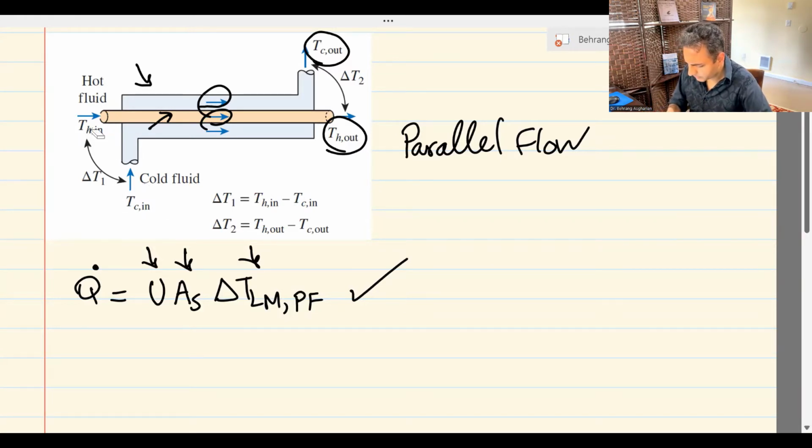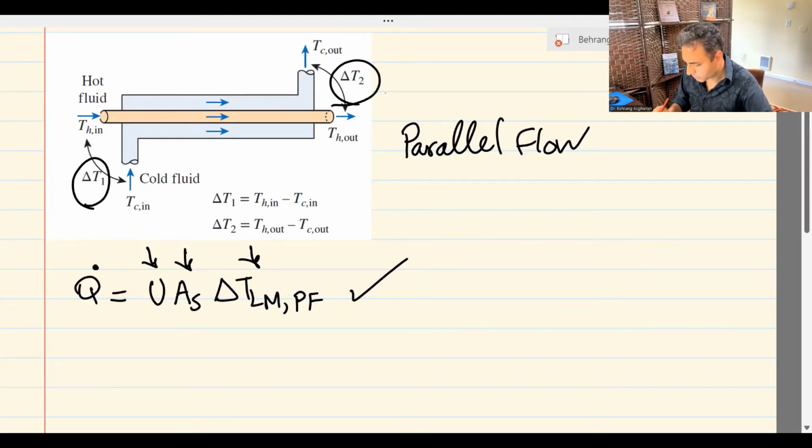The way it works is, I'm going to clear up this picture one time, and then now you have delta T1 and delta T2. I assume that you're kind of familiar with the LMTD method. This is just a quick review, because the goal of this video is to show you how you can actually do this in EES without using those tables.